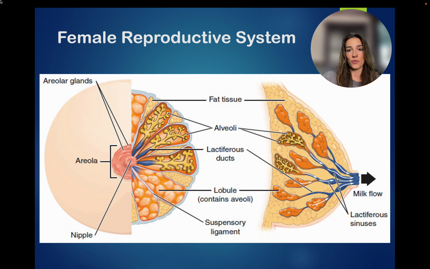Inside the breasts are mammary glands, which are divided into lobes, and each lobe contains alveoli. They're the tiny sacs that produce milk. The milk travels through lactiferous ducts, which empty at the nipple. These organs together play a remarkable coordinated role, from ovulation to fertilization to pregnancy, birth, and even feeding a newborn.